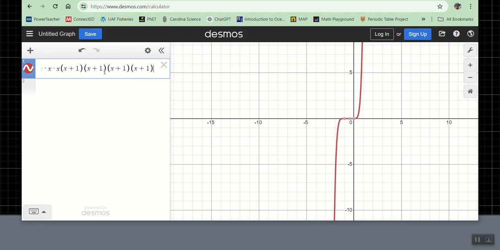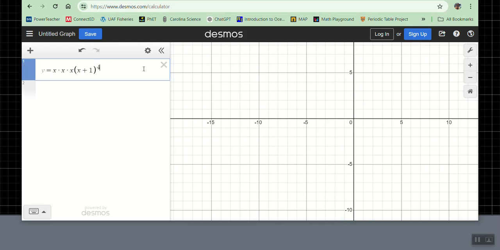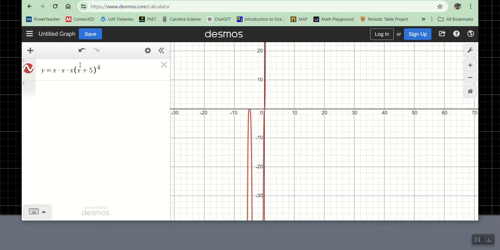So I'm going to kick back and just use that nicer notation. And we're going to change the number so we can see if we can make an observation here. I'm going to make this x plus 5 so we can see it. Okay, so here's my graph. It's x cubed times x plus 5 to the 4th. And I'm going to write it in that nicer fashion. It's ugly when we just write it.